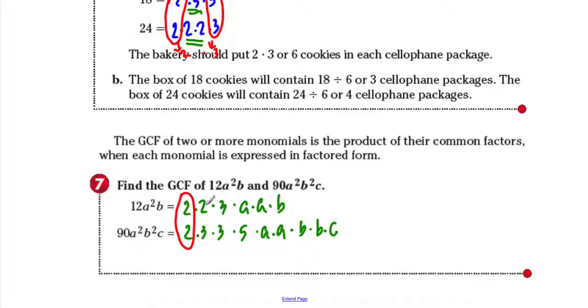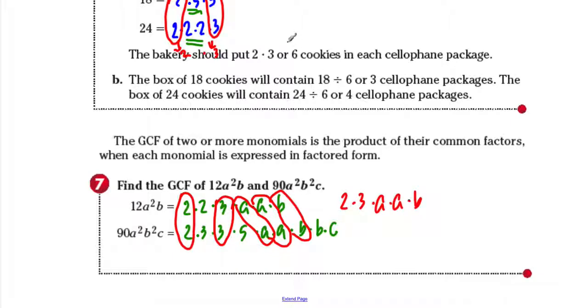We circle that, we circle that. We circle this a, we circle that a, and we circle that b. And we bring them down once. If I bring them down once, it's going to be 2 times 3 times a times a times b, or that would be 6a squared b.